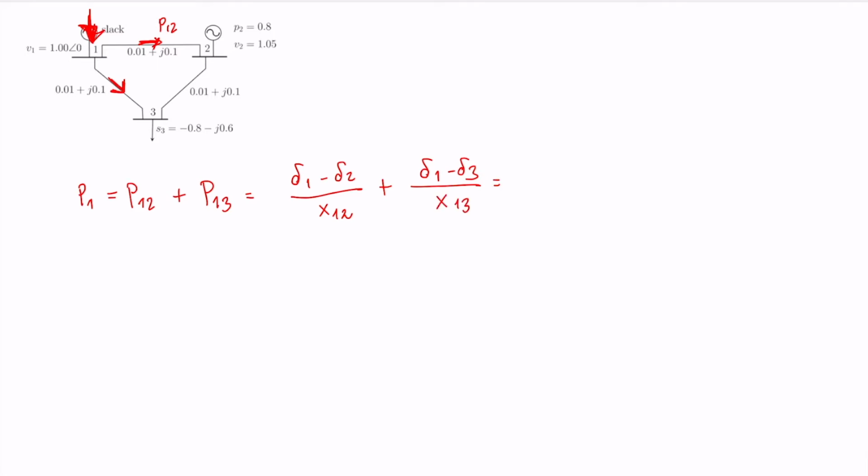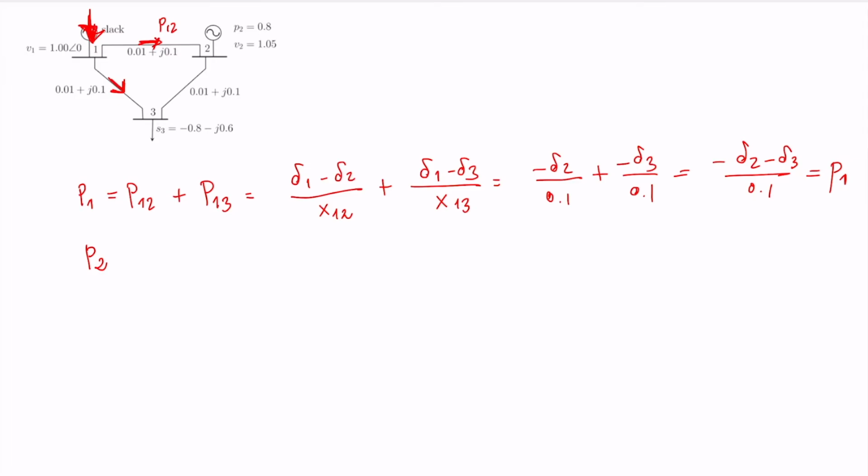Well, in this case, delta 1 is always 0. And the reactance for all the lines is 0.1. So I have minus delta 2 divided by 0.1 plus minus delta 3 divided by 0.1. This is minus delta 2 minus delta 3 divided by 0.1. Again, I will bring here P1. I don't know what P1 is, so I keep it as a variable.